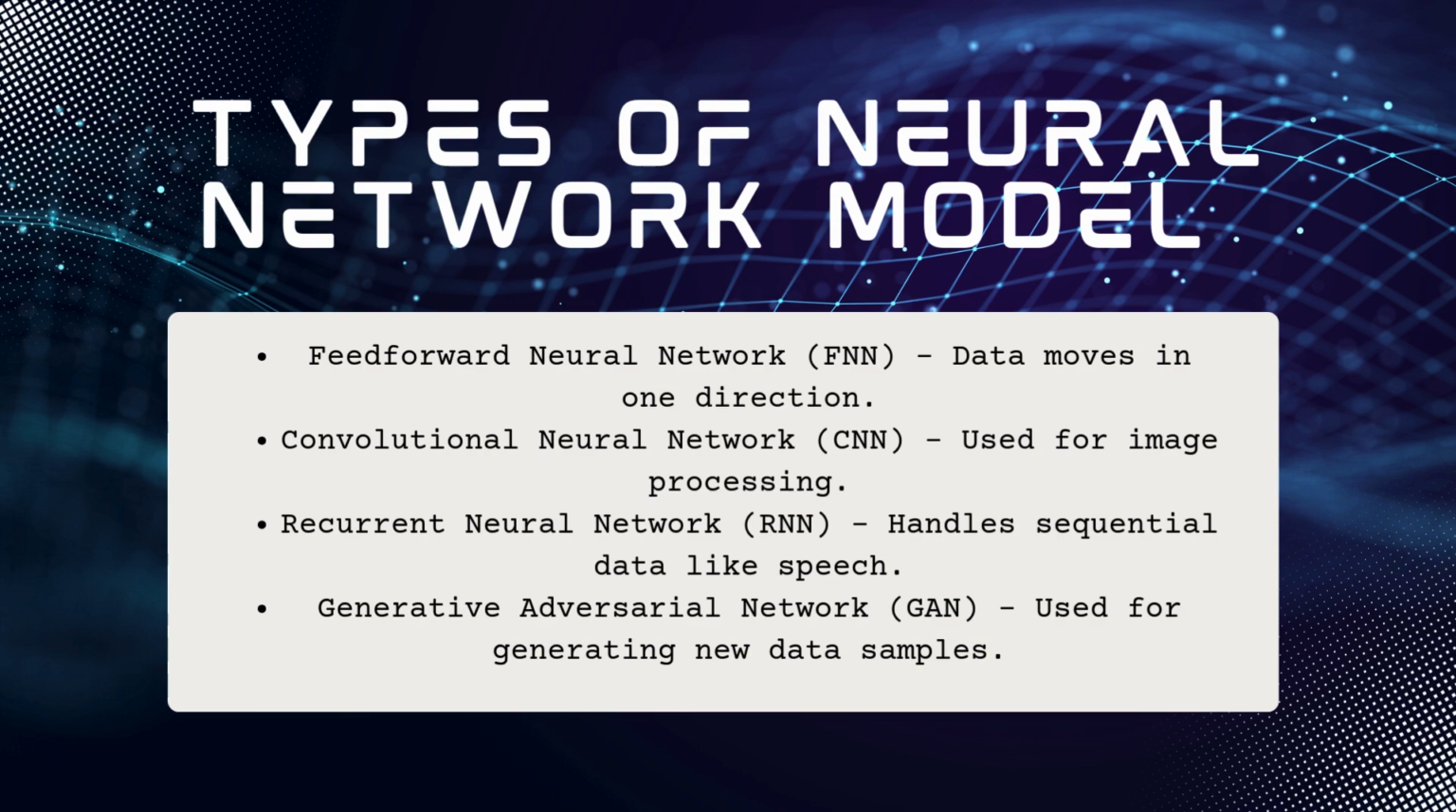Types. Feed-forward neural network, simple one-directional flow. Convolutional neural network, CNN, image processing. Recurrent neural network, RNN, time series and sequential data. Training and backpropagation. Uses backpropagation to adjust weights based on error rate.